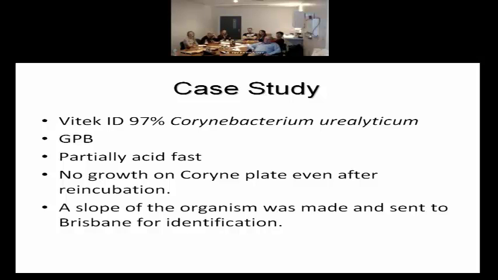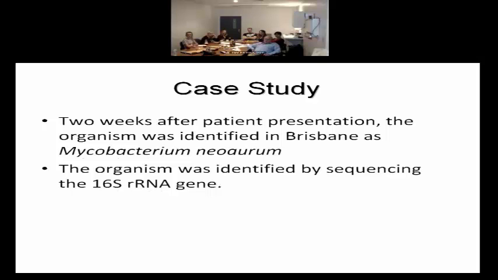However, when it was plated on the Coryne plate, there was no growth even after re-incubation. So a slope of the organism was made and sent to Brisbane for identification. Two weeks after the patient presented, the organism was identified in Brisbane as Microbacterium neorum. The organism was identified by sequencing the 16S ribosomal RNA gene.